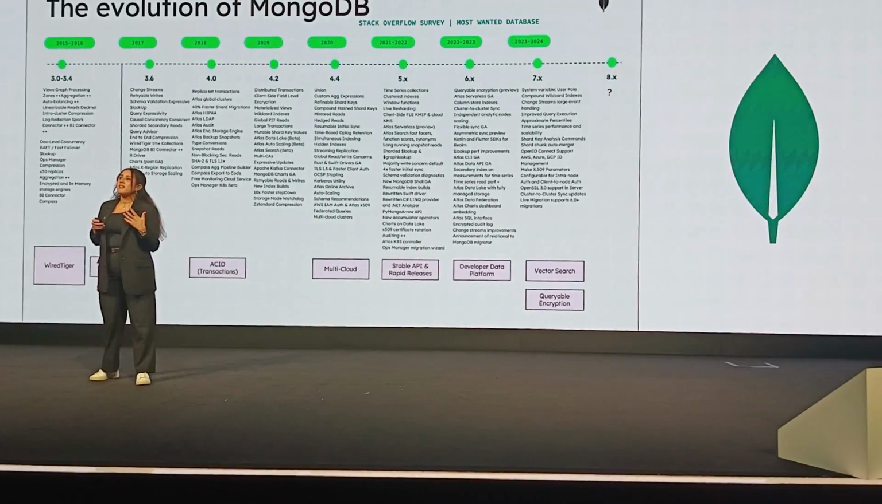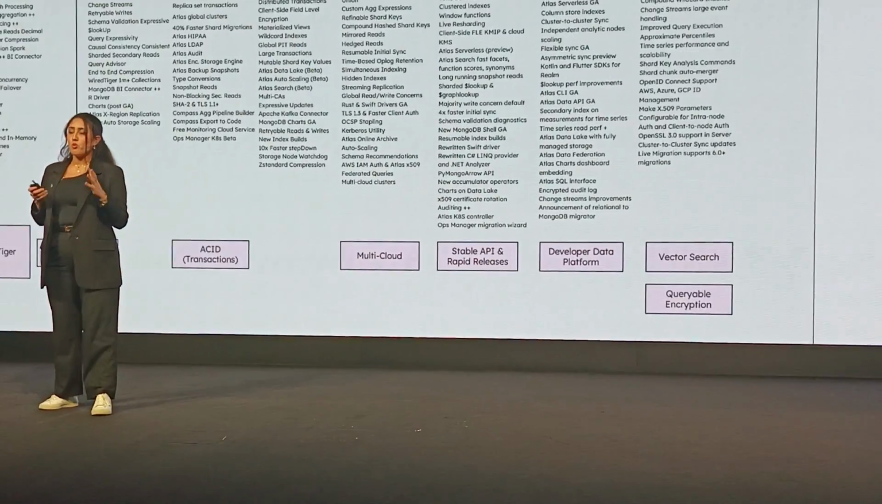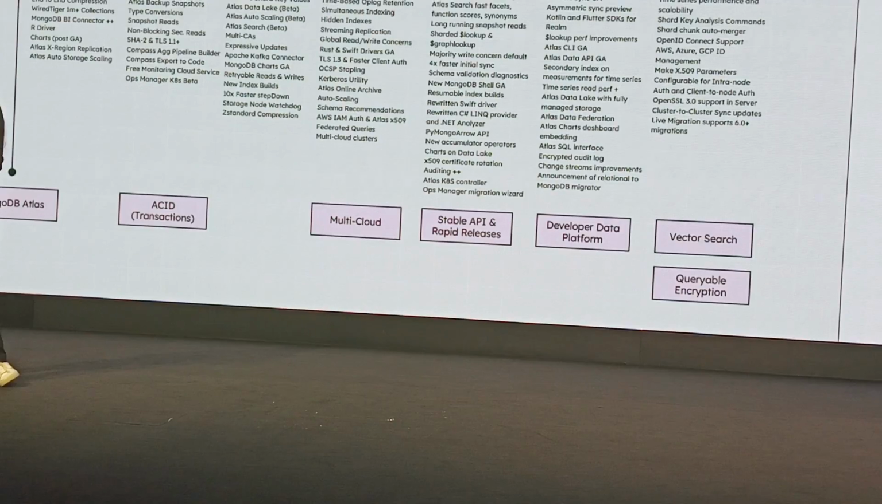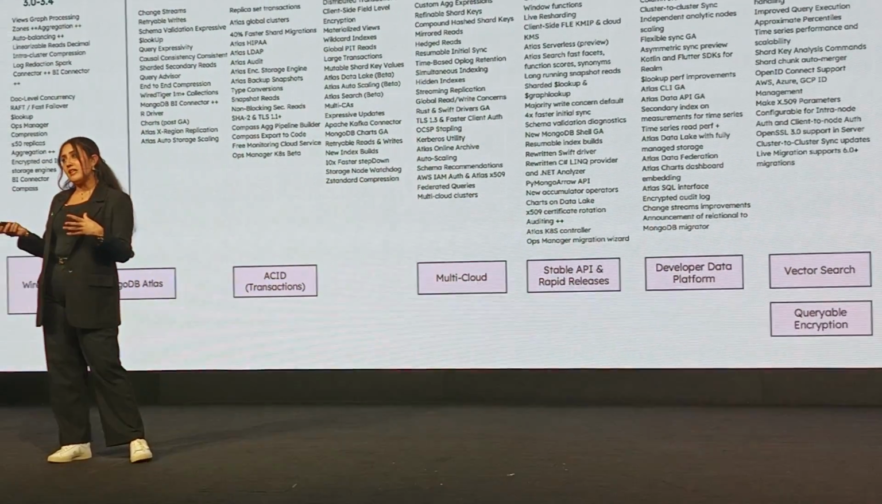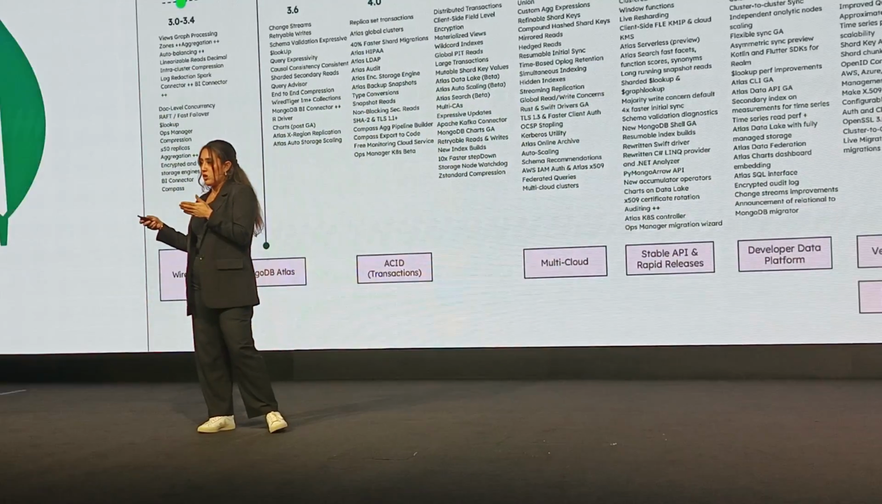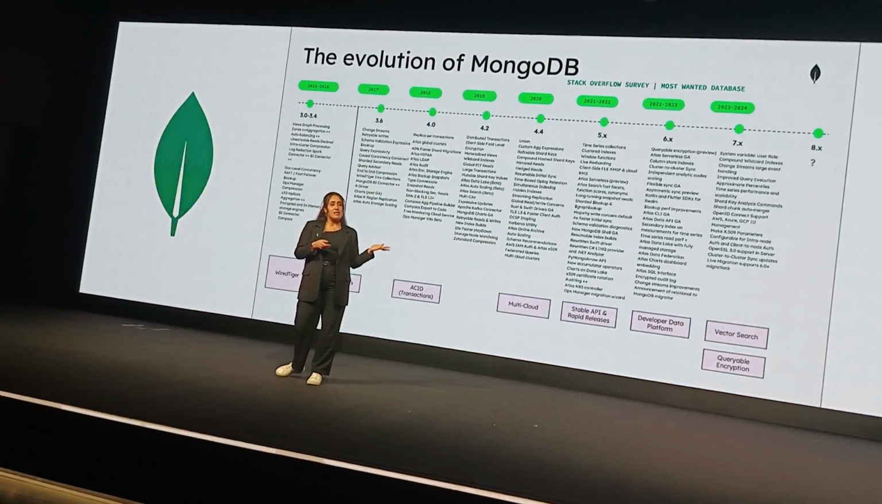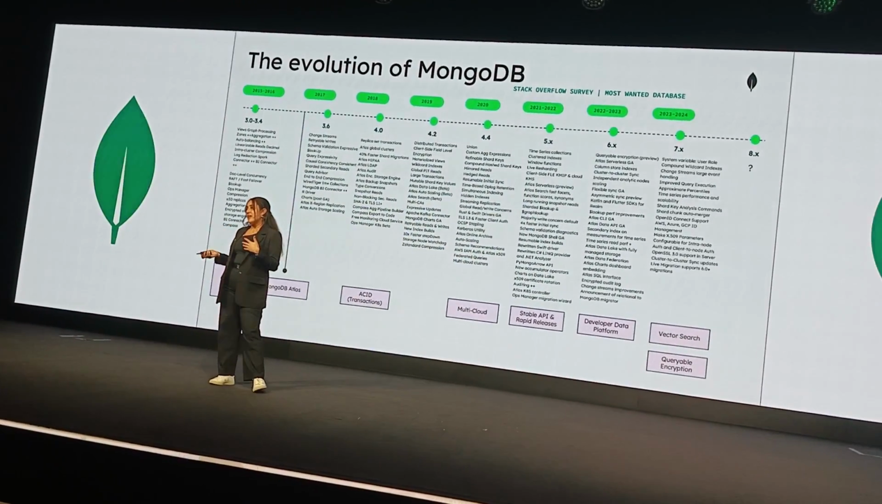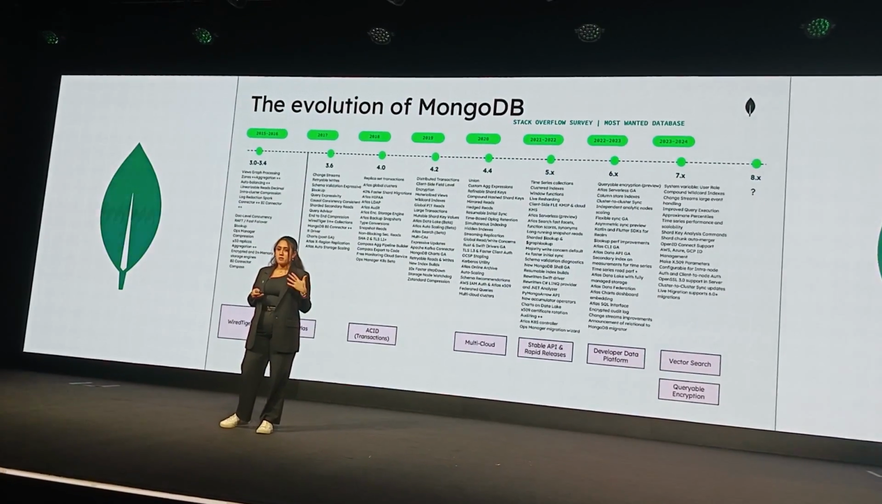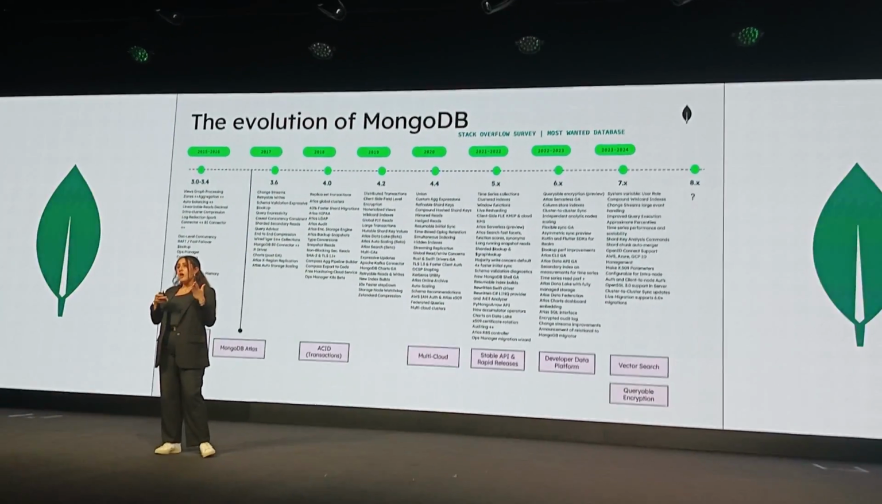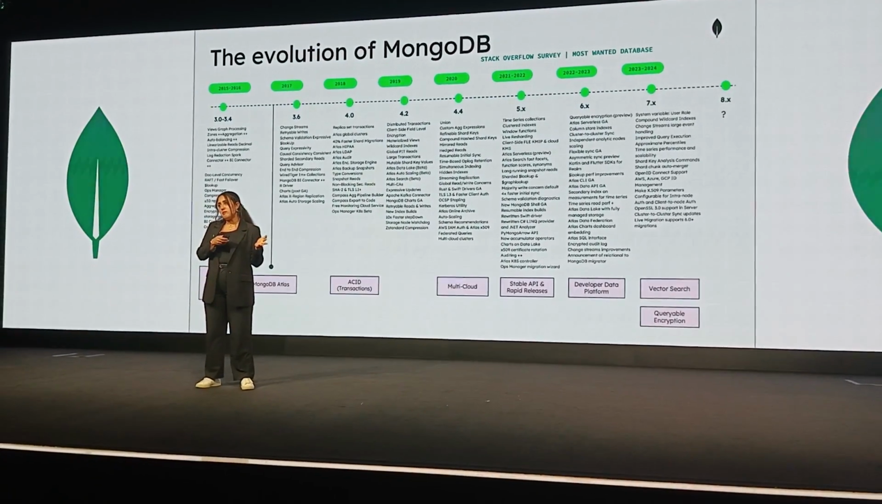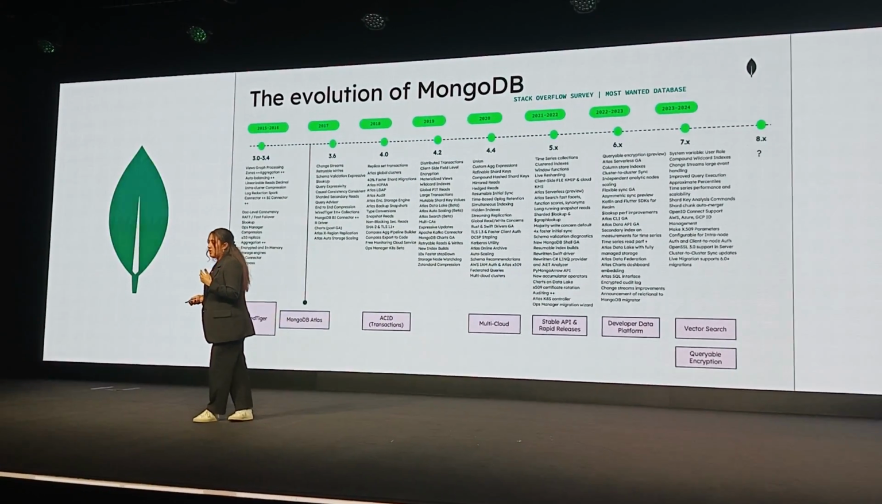We've also made Atlas a developer data platform. So what does this mean? Well, it essentially means making your life easier by introducing services that will streamline the development of your feature. Namely, Atlas Vector Search, for example, for AI and Gen AI use cases. And MongoDB 8.0 continues this trajectory, whether you're using MongoDB Atlas or MongoDB on-prem.